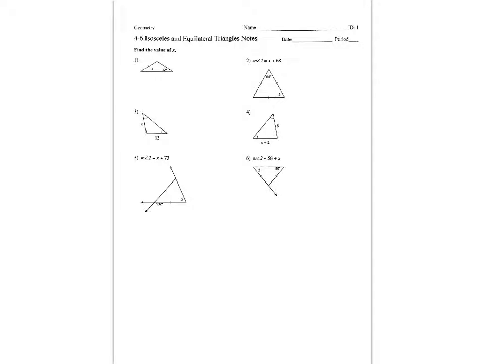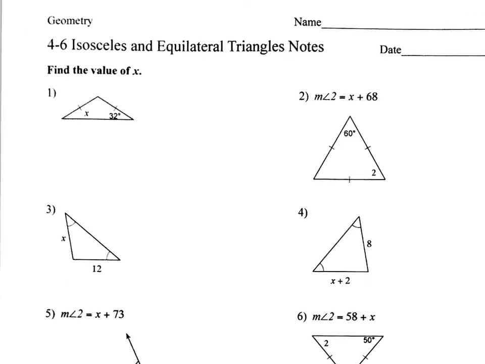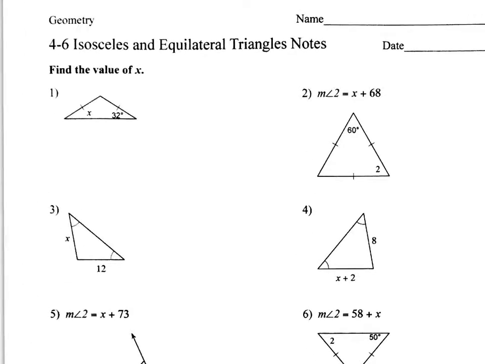4-6, isosceles and equilateral triangle notes. So we're going to deviate a little bit here from the congruent triangles, and we're going to focus specifically just on isosceles and equilateral triangles. So the first thing we want to do is focus on this first example being an isosceles.